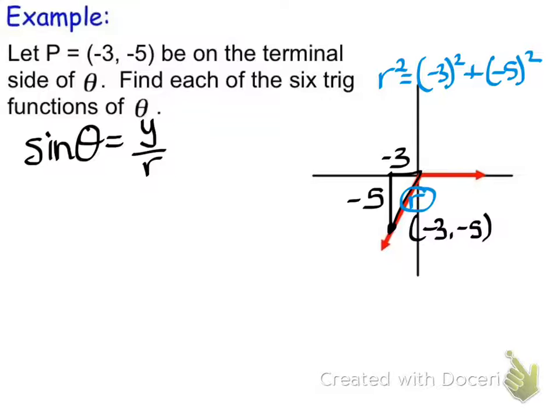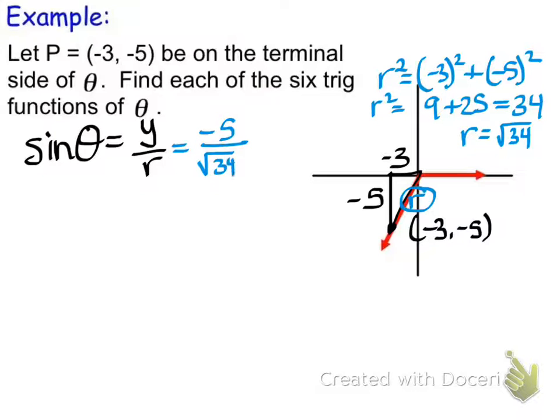It doesn't matter that I use -3 or +3, because when you square it, you get the exact same value. Solving this out, I get r squared equals 9 plus 25, which is 34. Of course, I have to take the square root of both sides, so I get r equals square root of 34. Now I can find the sine value. The sine value is y over r, so it'll be -5 over square root of 34. Now, of course, we have to make it proper, so we get -5 square root of 34 over 34.